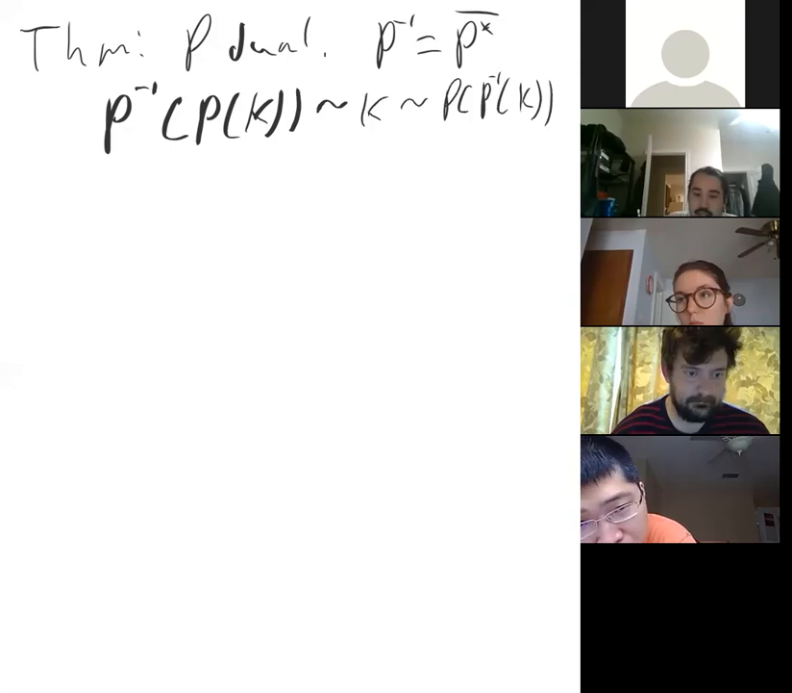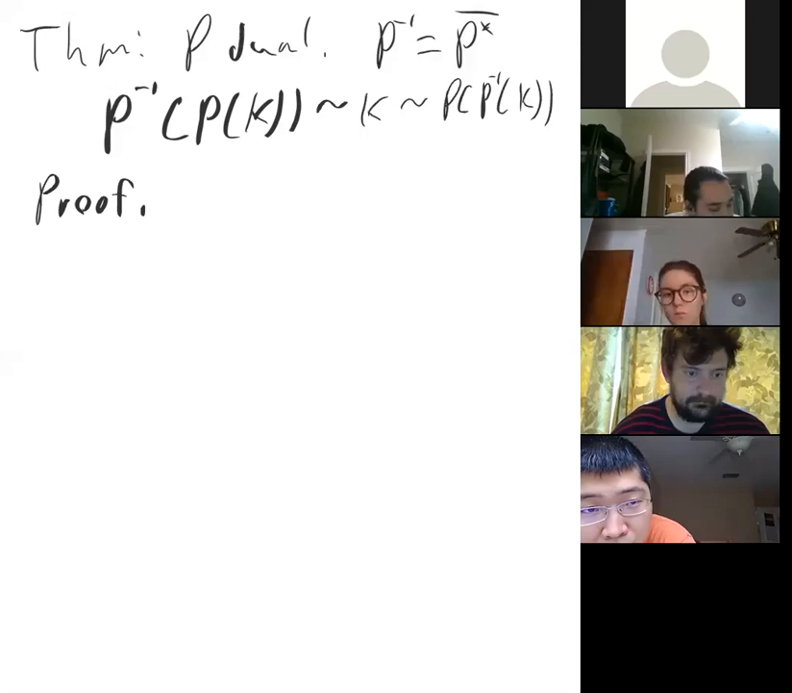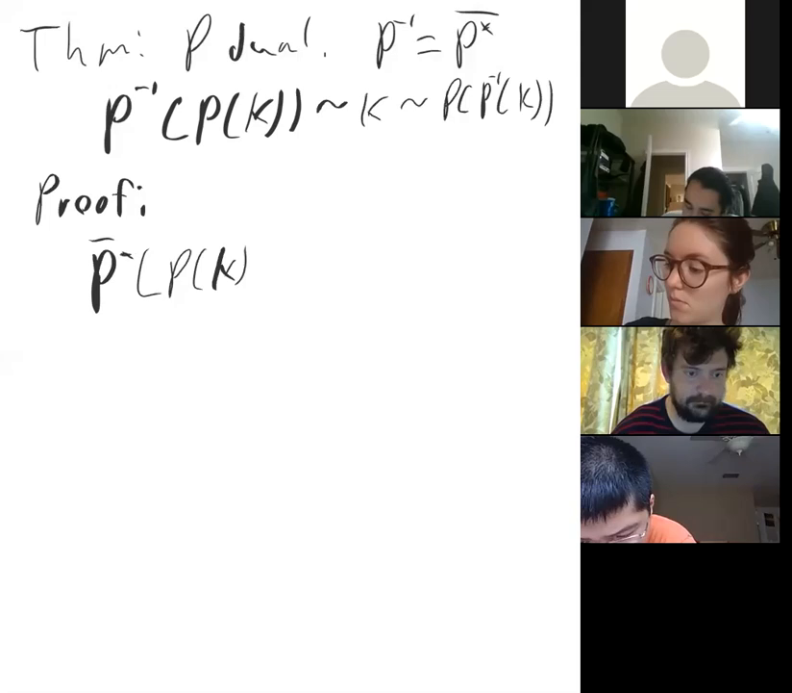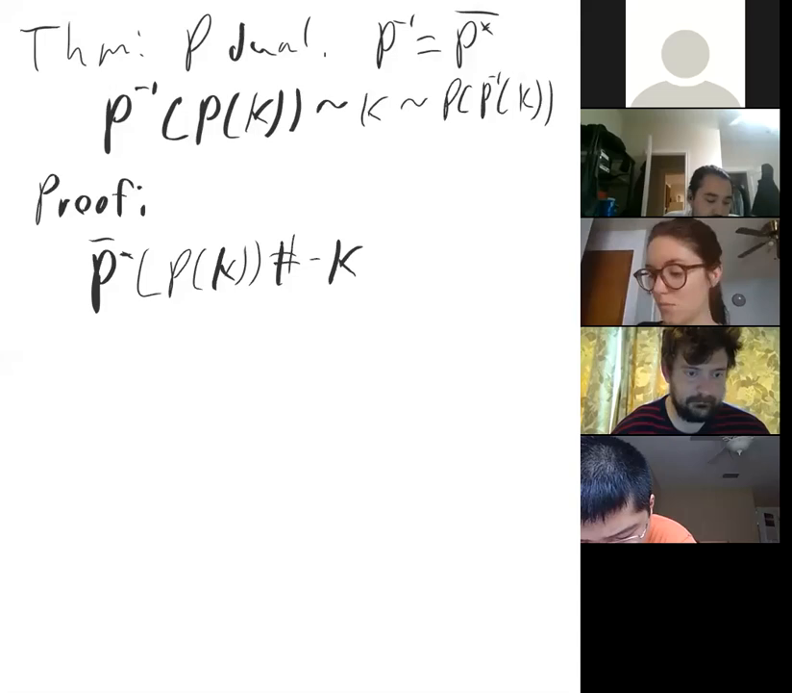It won't necessarily be a homomorphism, but it induces this bijective map on the concordance group. Again, the proof is pretty simple. We want to show that P bar star of P of K connect sum with minus K is slice, right?